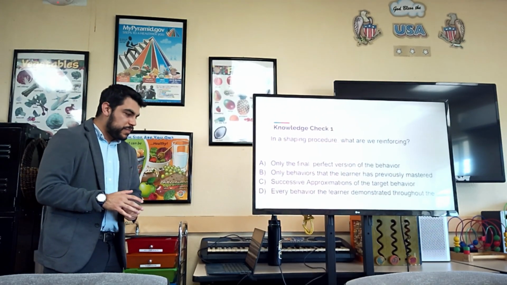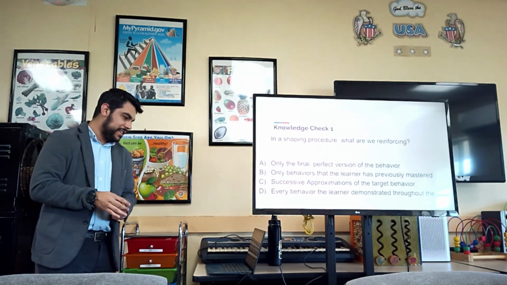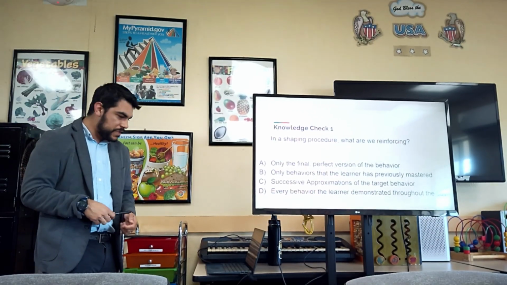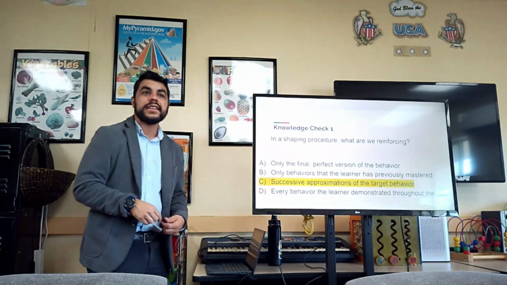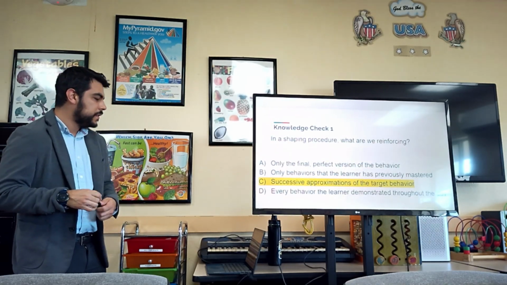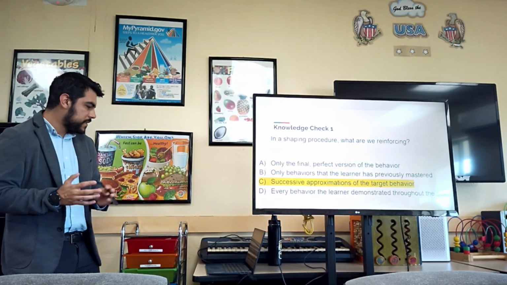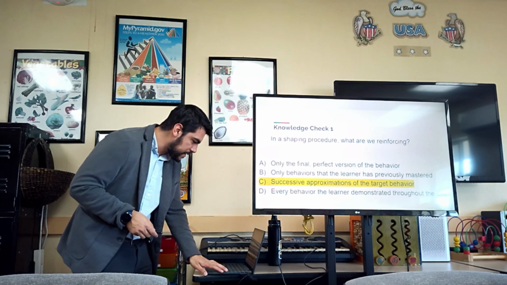In a shaping procedure, what do we reinforce? C. Okay, C. So are we reinforcing the successive approximations? Yes, we are. The first one is a no-go, same as the second one. C is the only one that really makes sense.